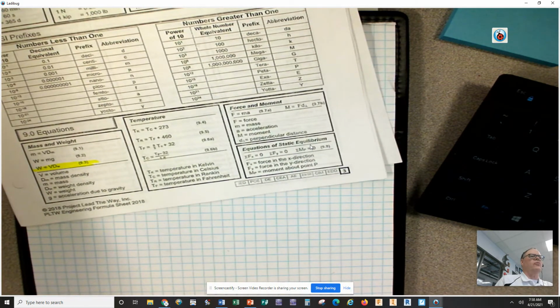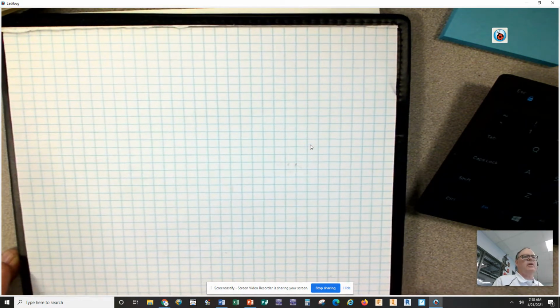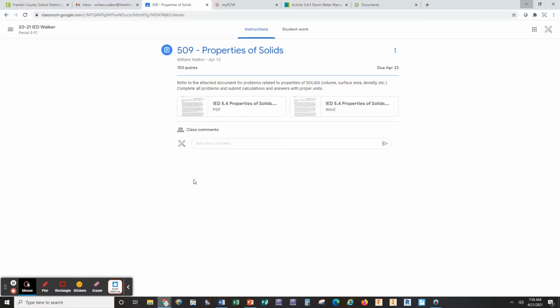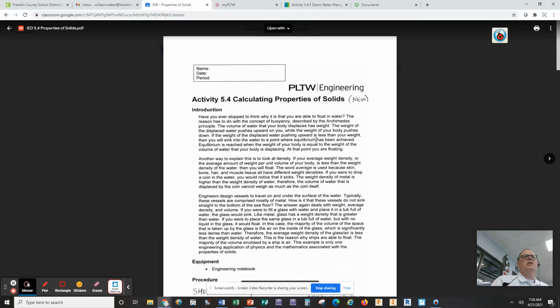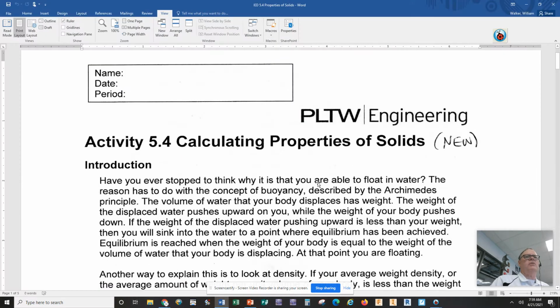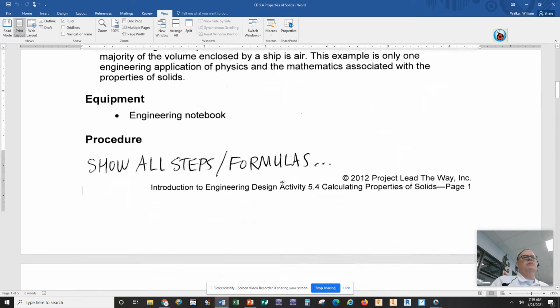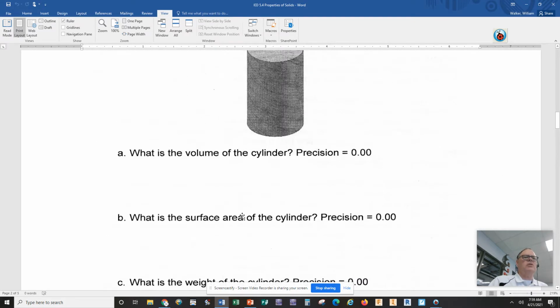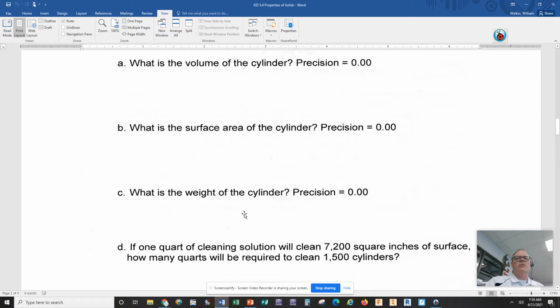Those formulas are the primary ones we're going to be applying in solving the properties of solids on the handout that was available to you through the assignment. Again, if we open this up and look at it, you have this document available to you. I'm going to pull that up here on the bigger version of it. To do this first question, what's the volume, that's coming off the formula sheet, surface area, formula sheet, weight, formula sheet.